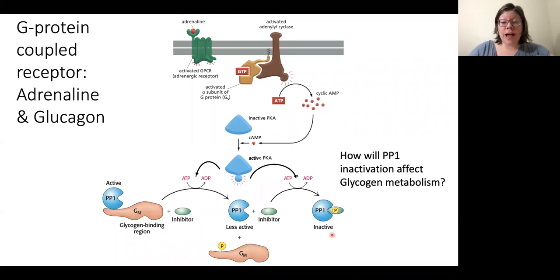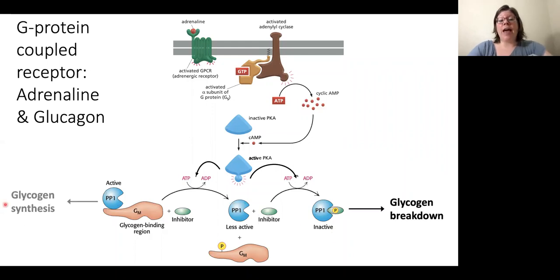So just to clarify, how will the inactivation of PP1 affect glycogen metabolism? If we have active PP1, we're going to have active glycogen synthesis. In the presence of glucagon, that's not what we want. We want to be breaking down glycogen. And so inactivation of PP1 will shut off glycogen synthesis and allow glycogen breakdown to begin to restore blood glucose levels.